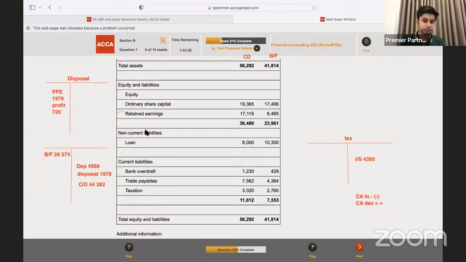Good. Okay, next one. Loan. Okay, now guys, listen. Loan, also you compare, like how I did for the share capital, guys. Loan also what you do, compare here to here.